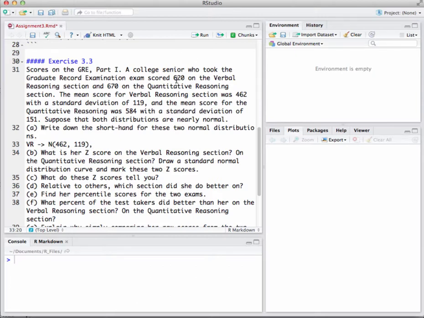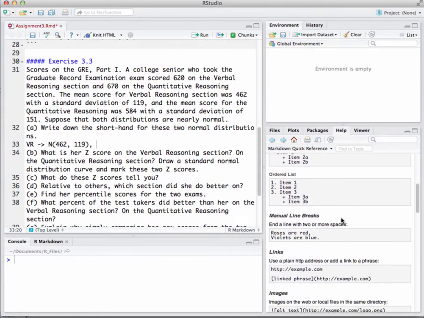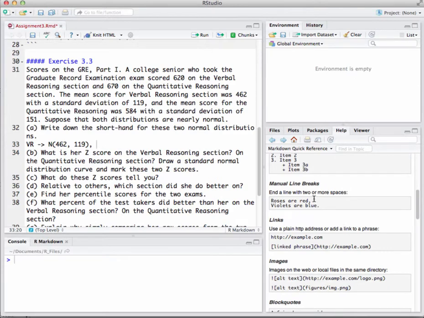Oh, by the way, I want to go back up to my previous line just to make sure. In RStudio, the markdown files, to get a line break, they'll kind of flow into each other unless you put a double space at the end of your line. So if you want to keep your lines from running into each other, put a double space at the end of them. Again, if you need to remind yourself, we've always got the Markdown quick reference guide over here: manual line breaks, a line with 2 or more spaces. Okay, so just a reminder of that.